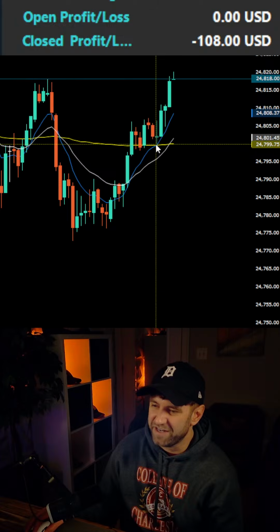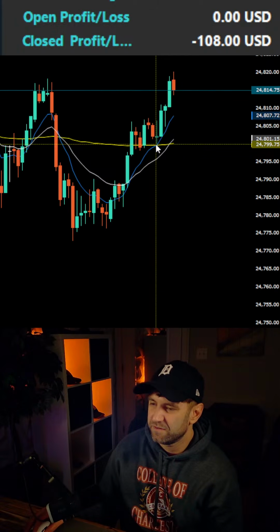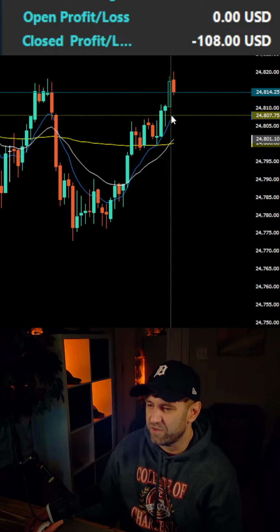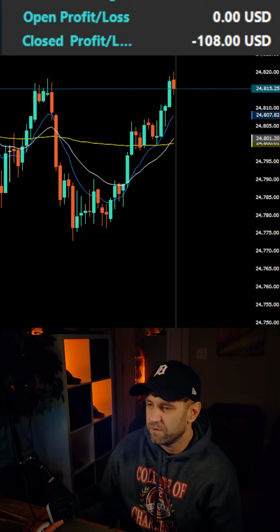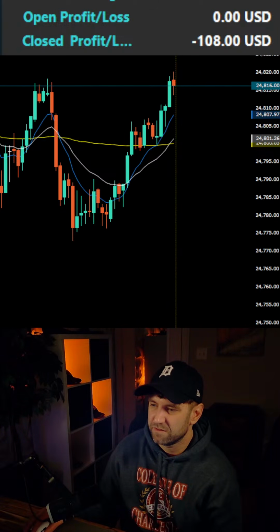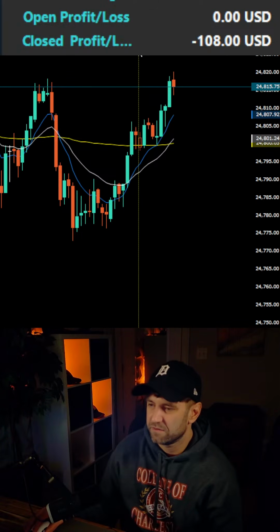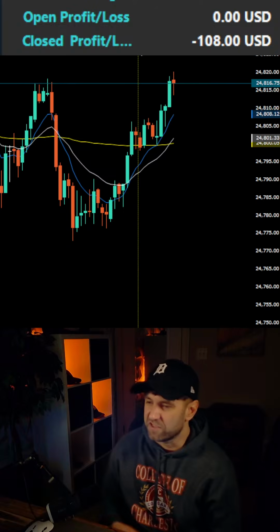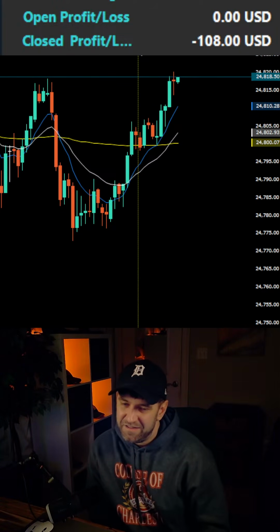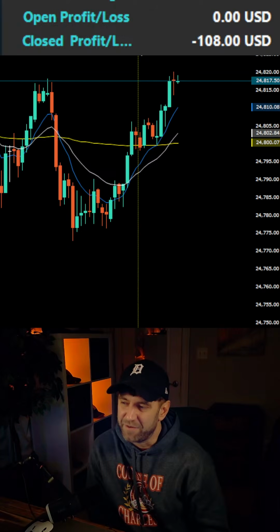Well, here was the entry right here, right at VWAP. We would have been risking 27 points again, so this would need to get to right here. We'll see if this one would have worked. I'll leave my cursor there so we can see. Looking like it might be a win.